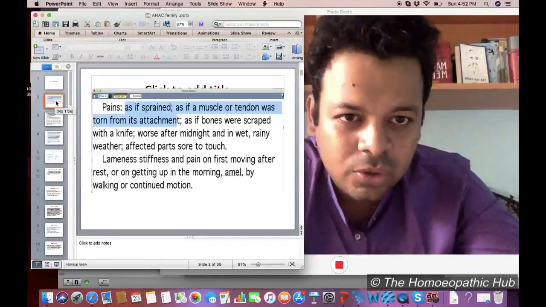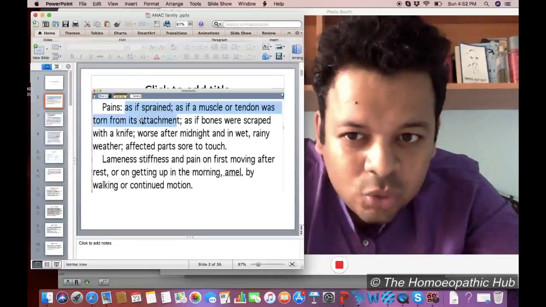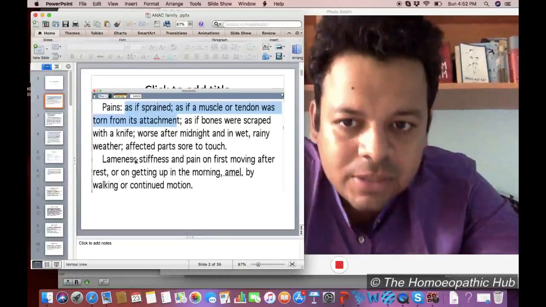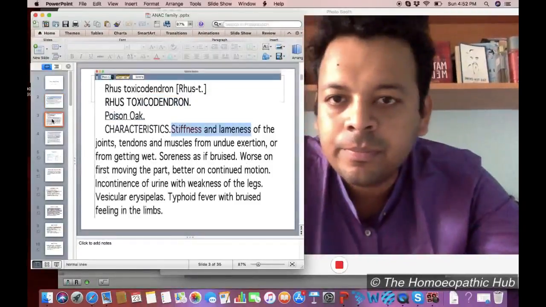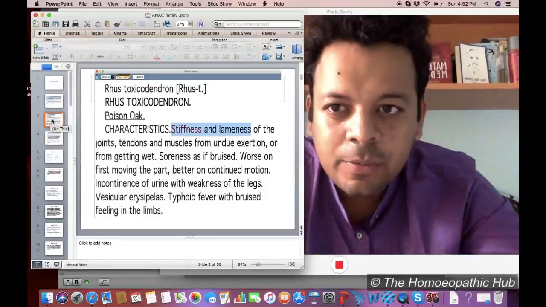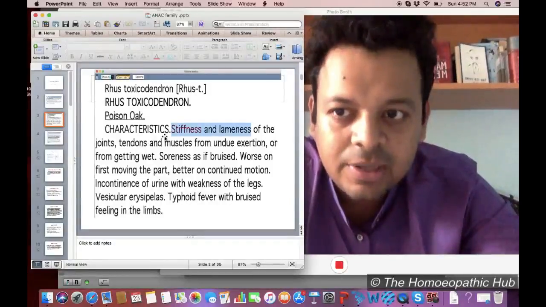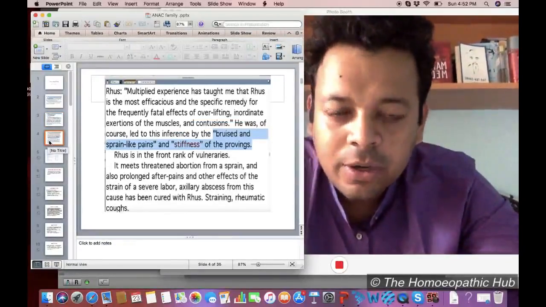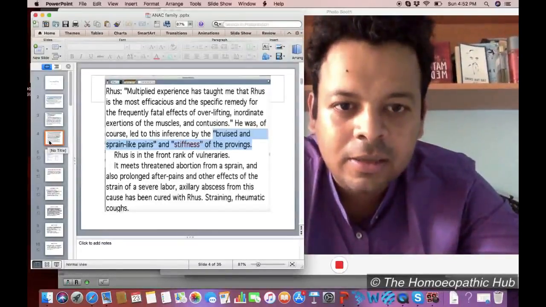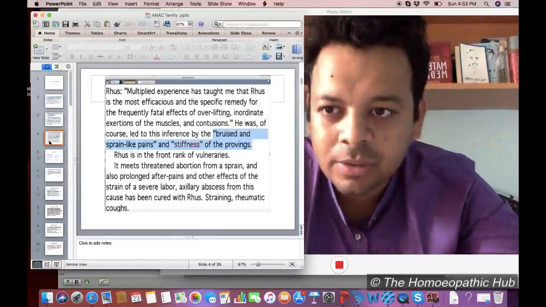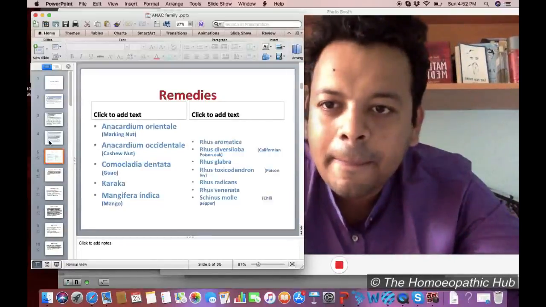The main genius of Rhus Tox, if you read from Allen's Keynotes, is pain as if sprained, as if muscle tendons were torn from their attachment, a kind of stiffness and pain on first moving or on getting up in the morning. You read from Clark, ABC of Materia Medica, you can see the main keynote of Rhus Tox being stiffness and lameness. You read from Clark's Dictionary of Practical Materia Medica, again you see bruise, sprain, and stiffness as the keynote. Interesting. So, which are the remedies in this family? Let's try to understand that.